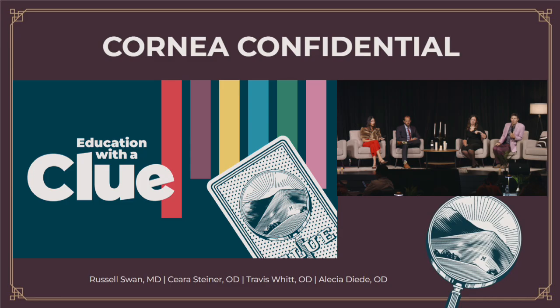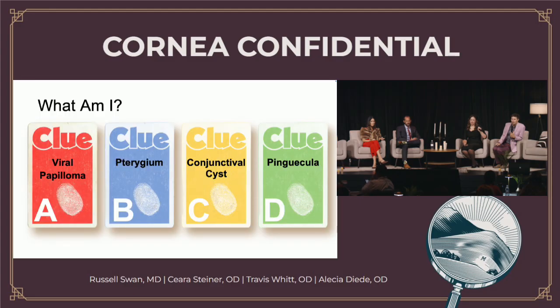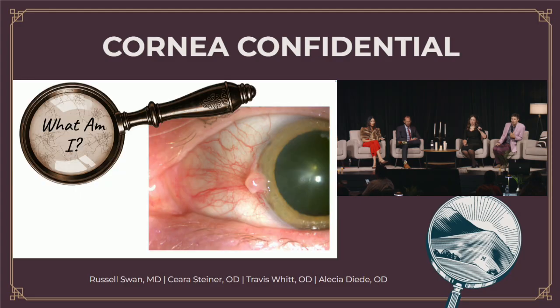For the short term, can we just pull up the slides and we'll come back? We'll skip the first polling one if that's okay, but can we pull up the slides for this one? And maybe we'll just do a show of hands for this first one. So the question, and maybe we'll go back one slide, and we'll show the two slides, actually. We'll do the picture. We'll give you the four choices: is this a viral papilloma, a pterygium, a conjunctival cyst, or a pinguecula?